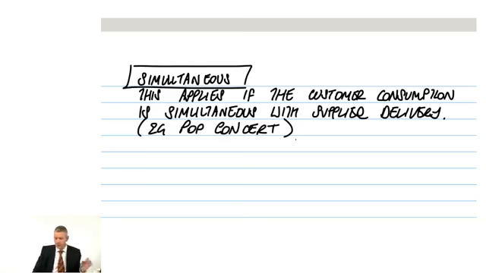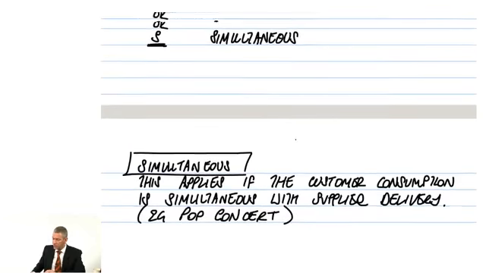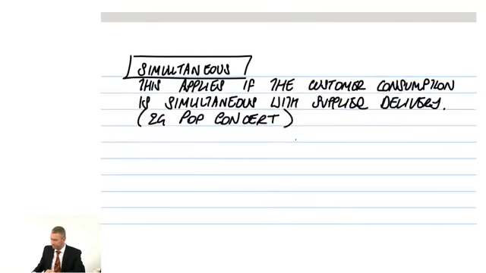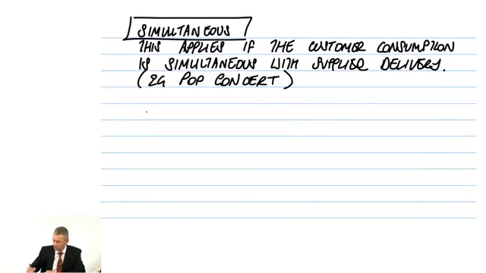Simultaneous, I think, is quite easy. The next one is a customer-controlled asset. Again, I think this one's quite easy, to be frank.